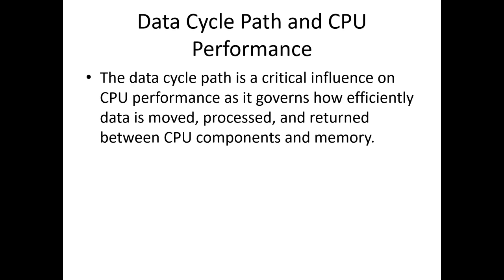In this video, I'm going to be talking about how the data cycle path influences the CPU, and also how the CPU fetches and executes instructions as a whole. The data cycle path is a critical influence on CPU performance because it governs how efficiently data is moved, processed, and returned between various components in the CPU and the memory.